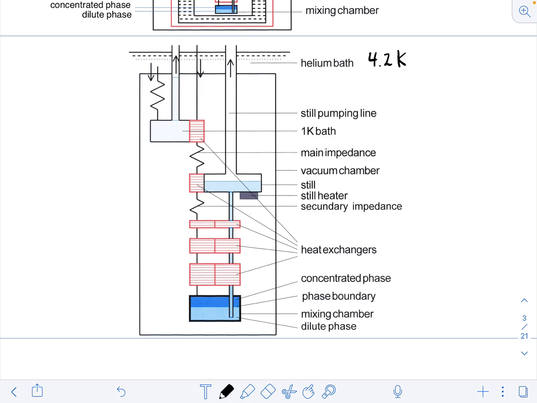We have our mixing chamber at the bottom, and then we have a series of heat exchangers. There's something called a still that's above the mixing chamber, and there's something called a 1K bath or a 1K pot. And so let's talk about each of these things separately.